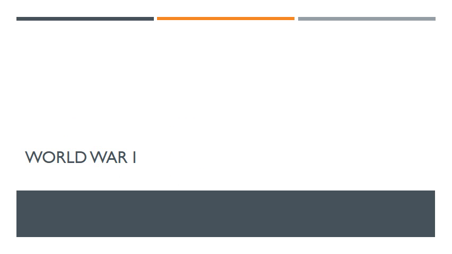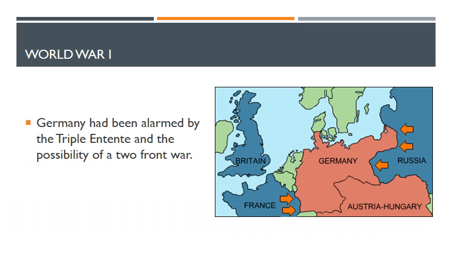So let's take a quick overview of World War I. Germany had been worried by the alliance between France and Russia, and were very concerned about the possibility of having to fight the war on two fronts at the same time.